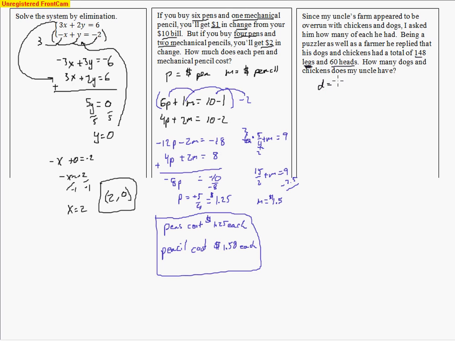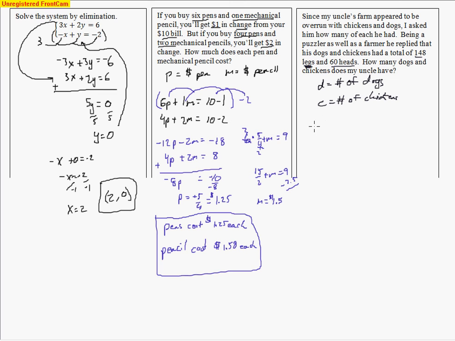We'll say D equals the number of dogs. And let's go with C equals the number of chickens. So it's always good to define your variables. That way, once you solve for one, you'll understand what it represents. Otherwise, you might end up making an error.